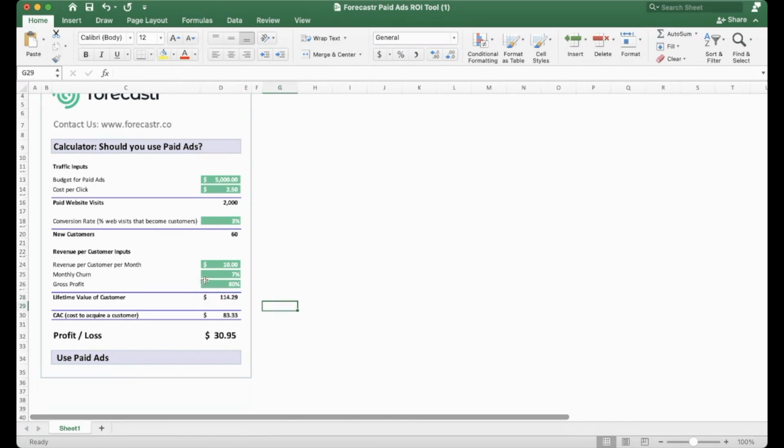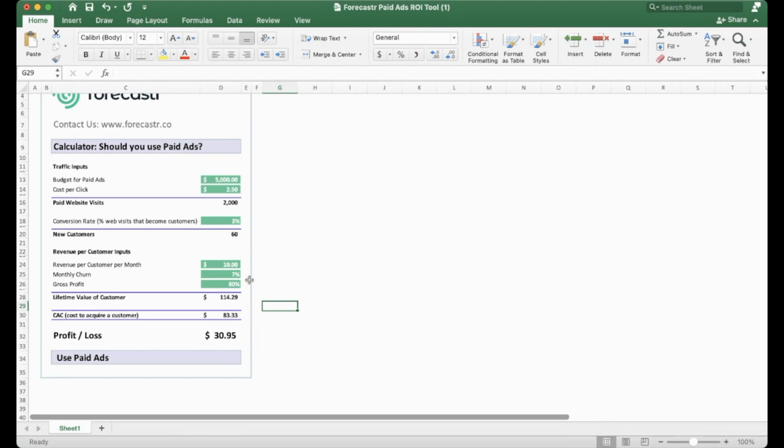I need to compare that now to the lifetime value of that customer. So in this case, since we keep our customers on average for around 14 months and that we have an 80% gross profit margin, then my average lifetime value of that customer, or the profit that I get over the lifetime of that customer, is $114.29. In this case, we're getting a profit of around $30.95 per customer. So we're running a profitable paid ad campaign.